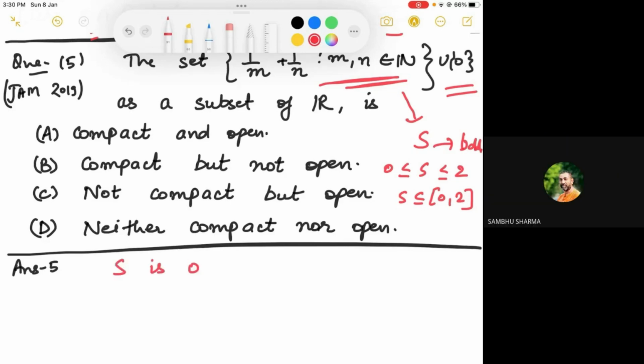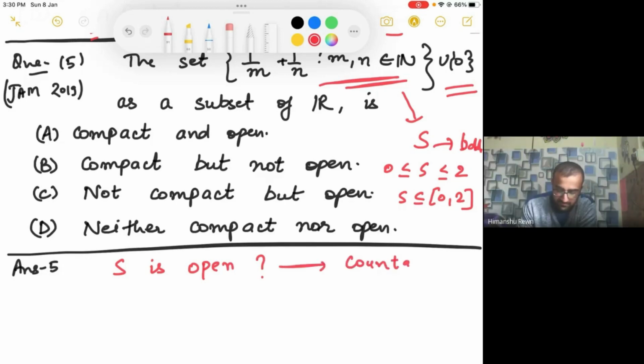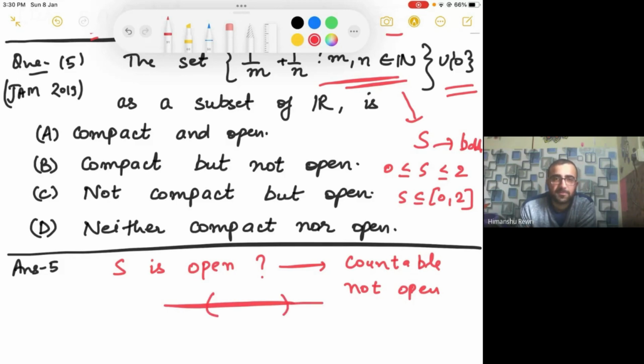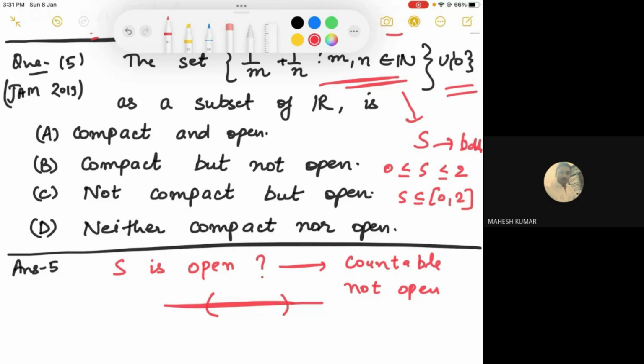So this is a countable set. So it is not open. Because open intervals in the real line are the open sets. So any open interval is uncountable. It is not necessary, because Q is countable but it is not closed.